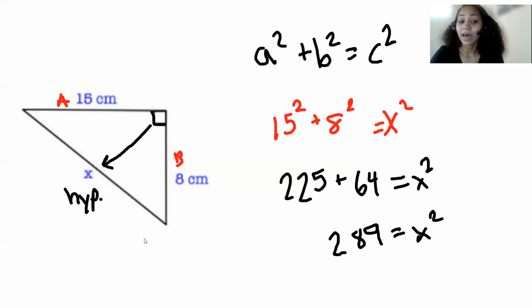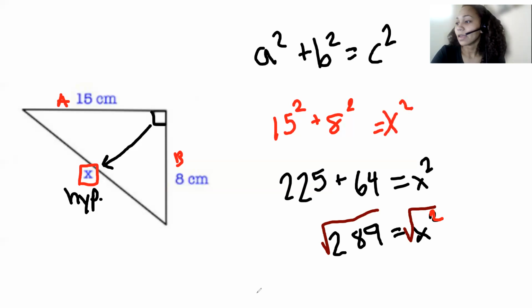You're almost done. This is a step a lot of students forget. This is x squared. Over here is x by itself. You want to get x completely by itself. To do that, you must take the square root. And the square root of 289 is 17. So 17 is x. Your hypotenuse is really worth 17.